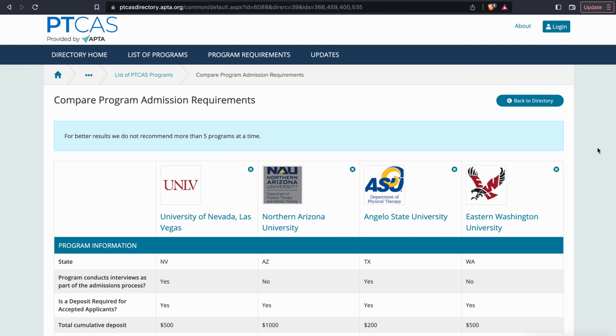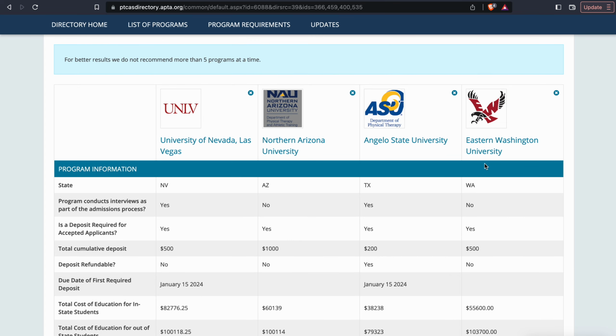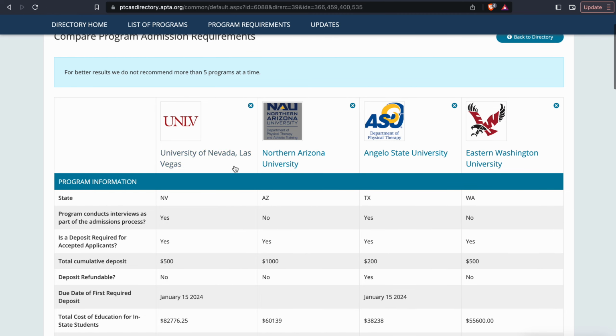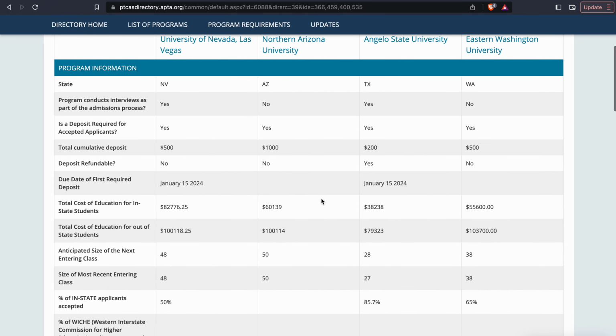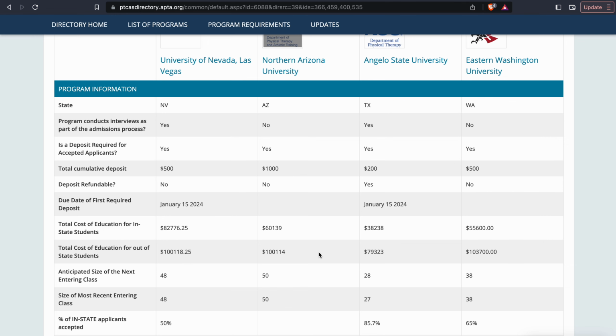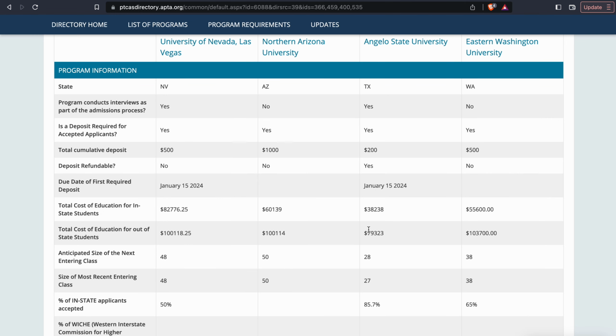Okay, so I've added several different programs here. Some of these are ones that I applied to or was considering applying to. So this is UNLV, or University of Nevada, Las Vegas, NAU, Northern Arizona, Angelo State, and Eastern Washington. Okay, so we can go through and look at cost of tuition, have a side-by-side comparison. That gives us a lot of great information to say, okay, so far, if I'm an out-of-state applicant, Angelo State is the best one. Otherwise, these other ones are pretty similar in terms of their cost, okay?